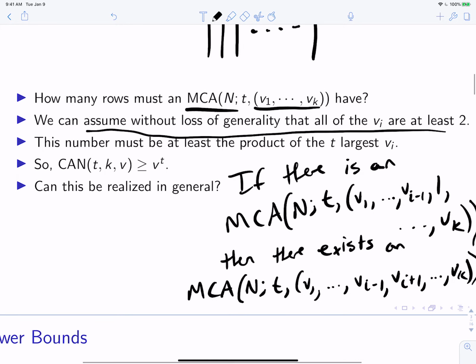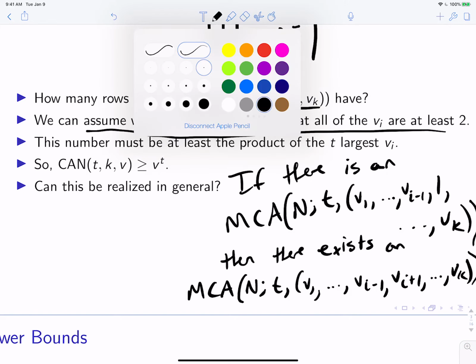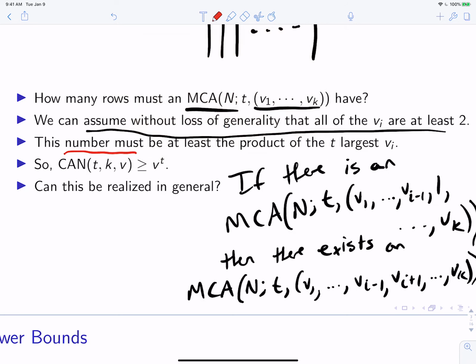Now we're just assuming that every single column has 2 or more values in it. We can't do the same trick with 2, because now we have to have a choice of whether it was a 1 or a 0 or whatever. So why can I make the third statement, where the number of rows, N, must be at least the product of the t largest vi symbols? Why can I assume that?